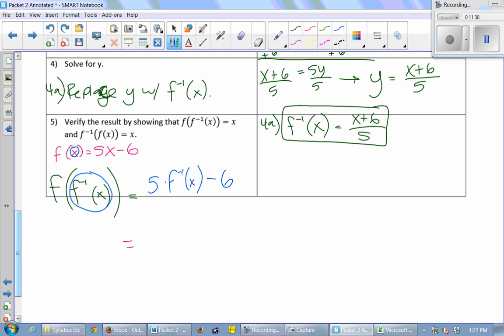Right? But then f inverse of x actually has a formula that we just found. So I'm going to replace f inverse of x with its formula. So this is going to become 5 times (x plus 6) over 5 minus 6. And then these 5's cancel. And I have x plus 6 minus 6, which is x, which is what I am looking for. I want when I compose them to get x. That's the definition of an inverse: whatever you plug in, if you apply f and then f inverse, they undo each other. So if you plug in an x, you get an x back. So we're just verifying.